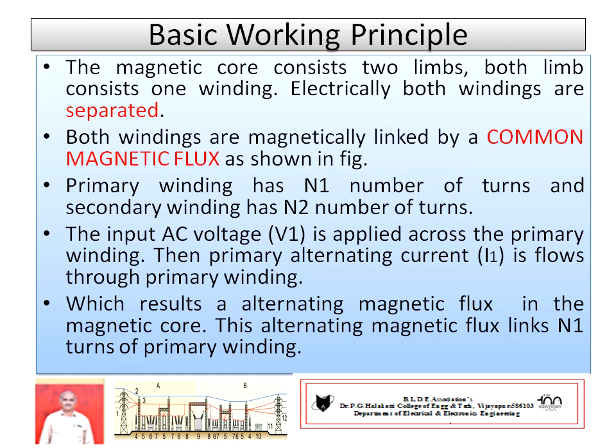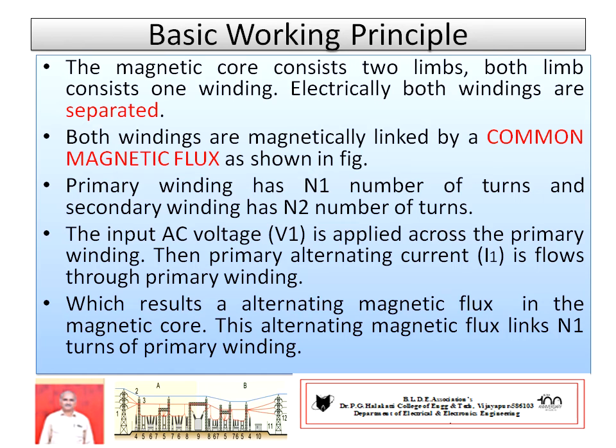So both limbs carry windings, but electrically these windings are separated. There is no electrical connection. Both windings are electrically separated, a very important point. But both windings are magnetically linked by a common magnetic flux as shown in the figure. The primary winding has N1 number of turns, the secondary winding has N2 number of turns. Which side you are applying the input voltage, that side of the winding is referred to as the primary winding. The side where the output is delivered is called the secondary winding.